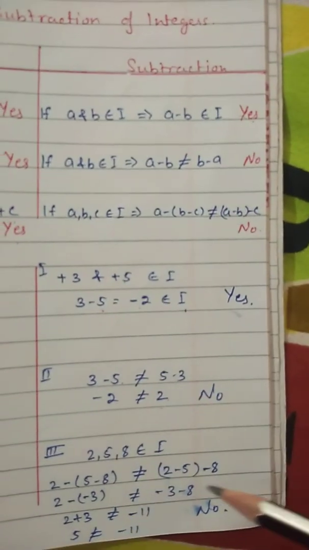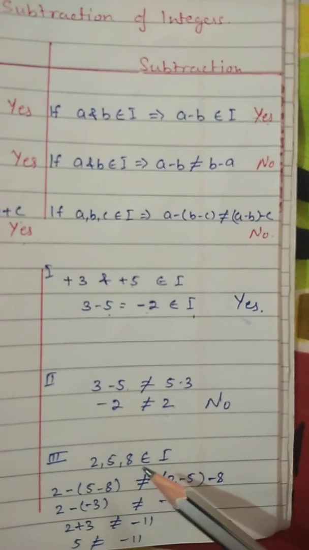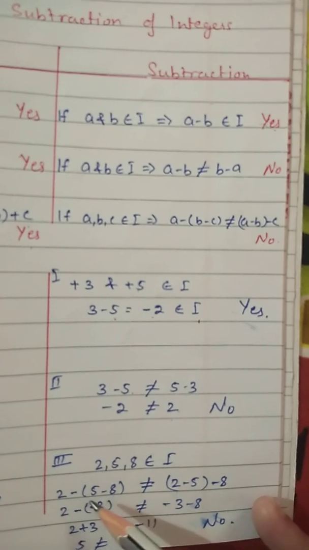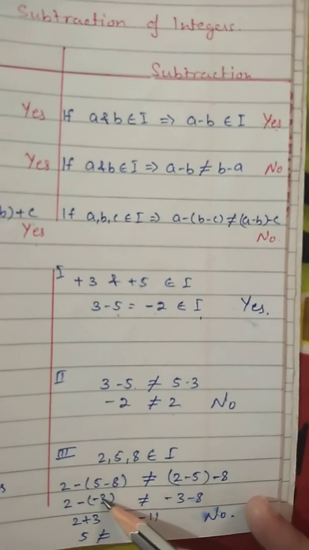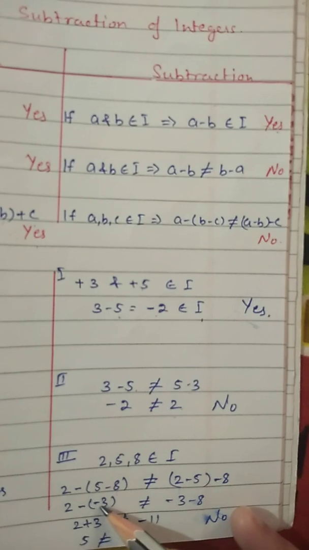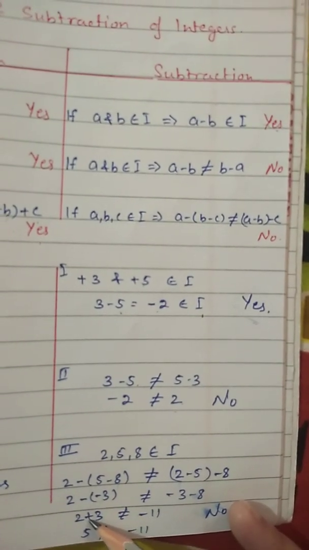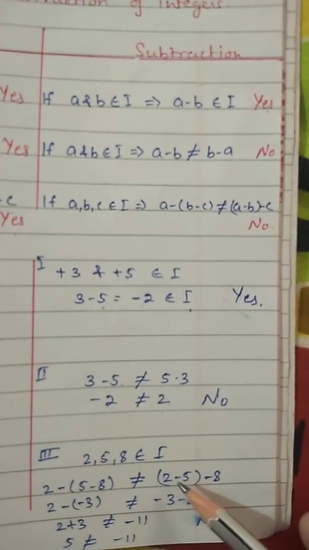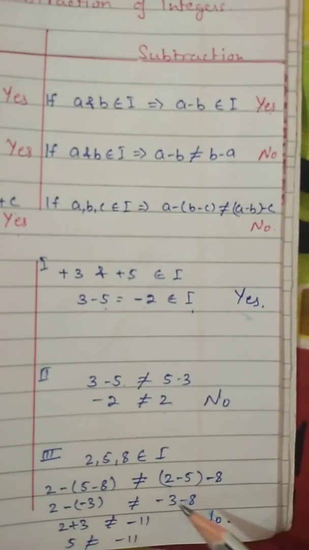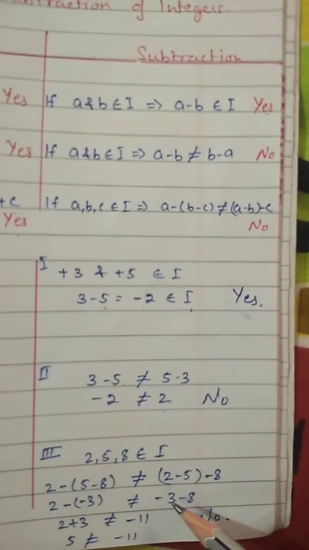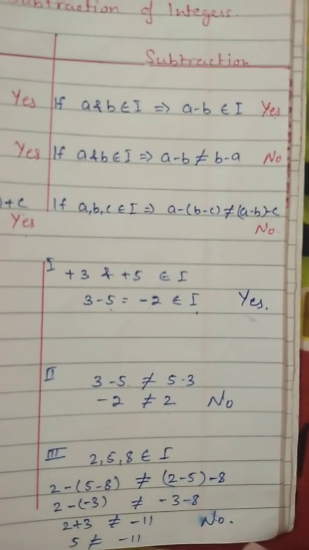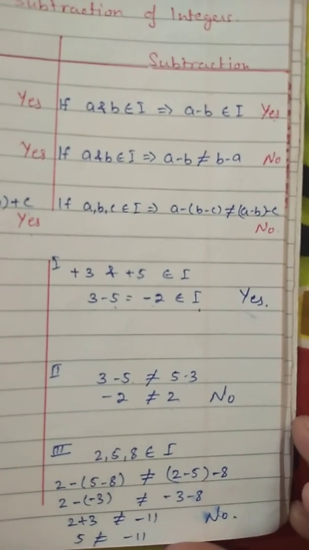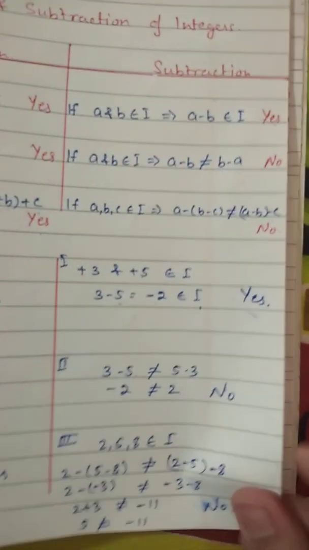We'll check the same property for subtraction also. We have 2, 5 and 8, three integers. First we are subtracting the last two integers. 5 minus 8 is minus 3, and 2 minus minus 3. This minus and minus will become plus. 2 plus 3 is 5. And on the second, right side, 2 minus 5 minus 8. 2 minus 5 is minus 3. Minus 3 and minus 8 is minus 11. You can see the answer is coming different. So it means this property is not applicable for subtraction.